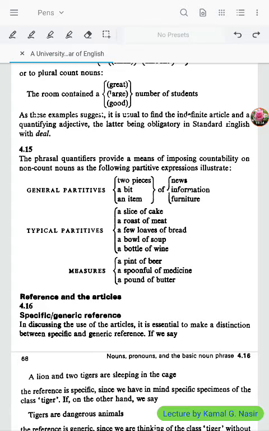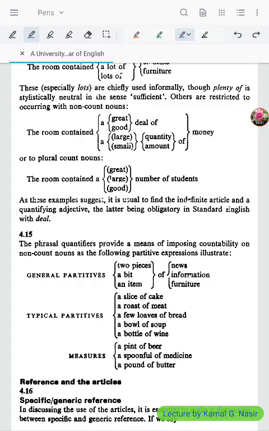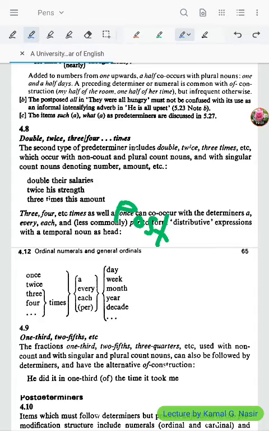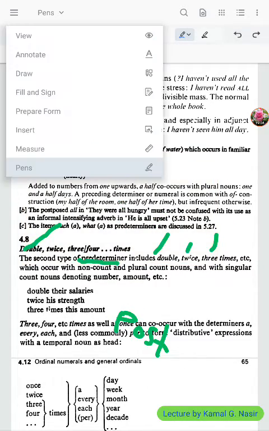These are not phrasal in this example. For example, a great number of. When you say a great number of, it is phrasal. When it is great alone, it is not phrasal, because you know that a phrasal quantifier is a quantifier made not of one unit, but of two units. This is the idea of the phrasal.